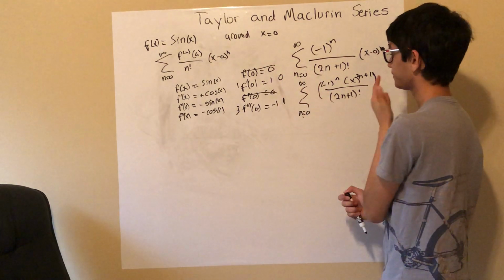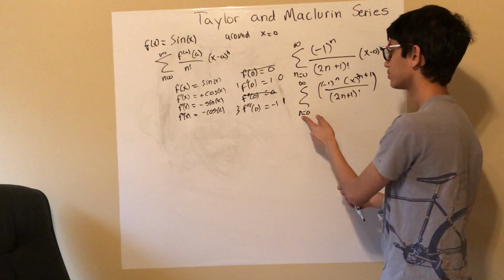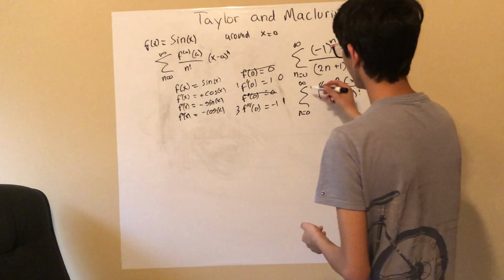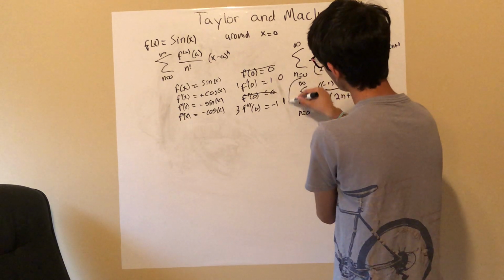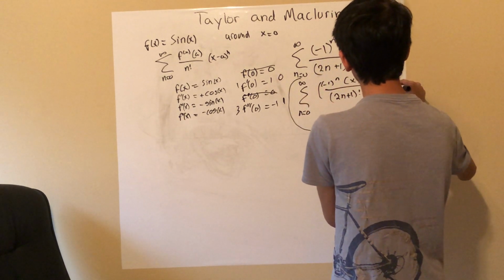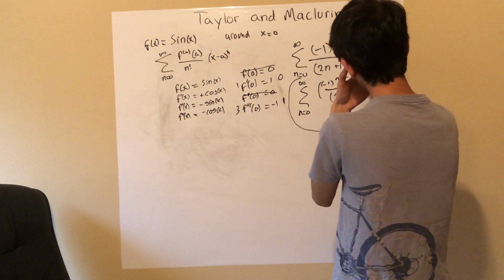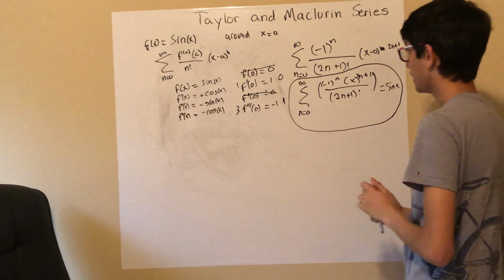I guess if you really want to, you could change this n equals 0 to a 1, but that's not how we're supposed to be doing it mathematically. Just account for the shift over here. So this equals sine x, right?